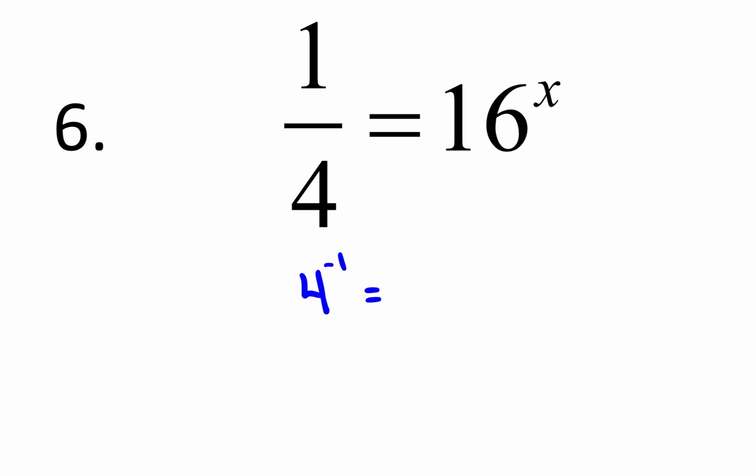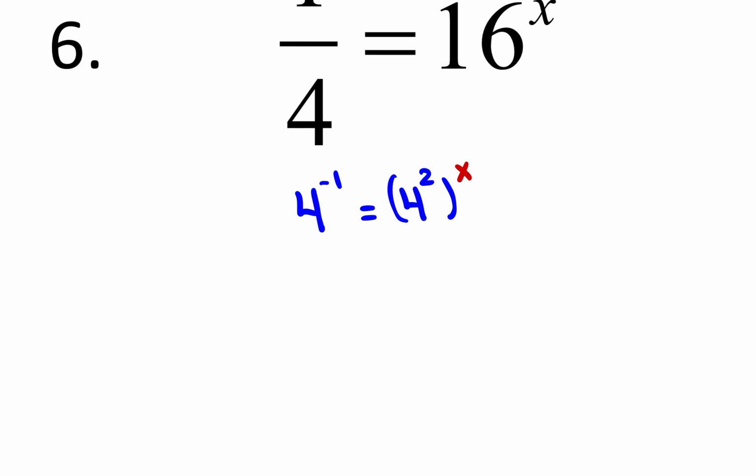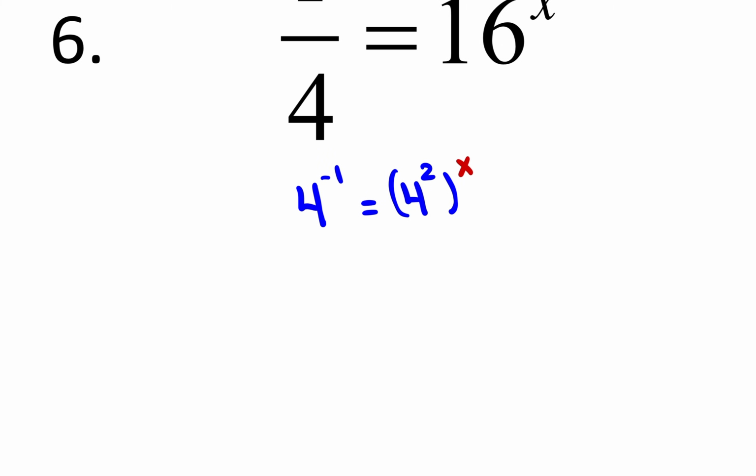Equals, we then have 16 to the power of x. Well, we can rewrite 16 to be what? 4 to the 2nd power. We wrap that in parentheses. We keep the original exponent, x, right there. And we then simplify on the left-hand side. We still have that 4 to the -1 equals on the right-hand side. We have 4 to the power of what? 2 times x gives us 2x.